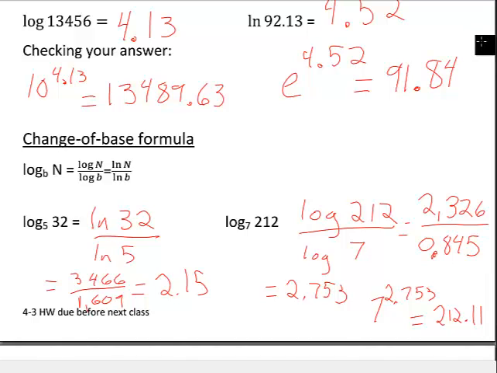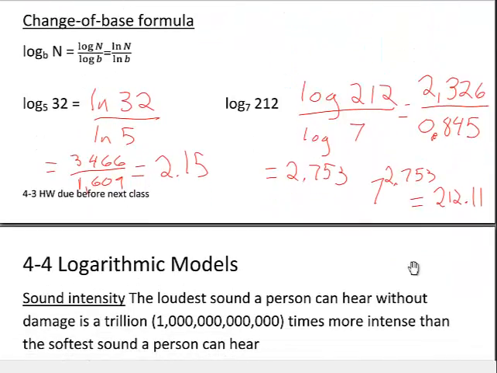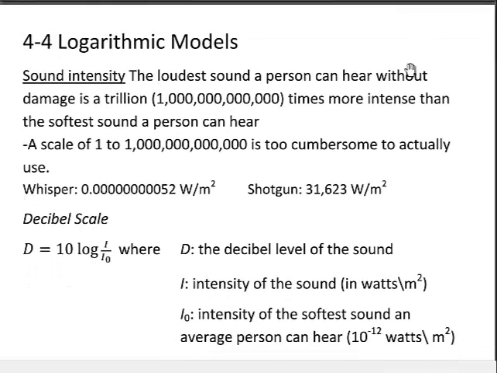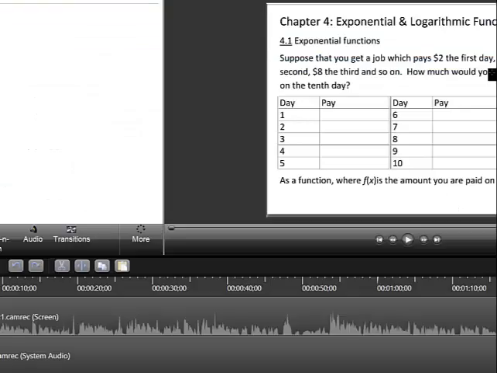Okay, so that's the introduction to logs. In the next section, we'll look at some logarithmic models, and that will be it for Chapter 4. Hope you've learned a lot.